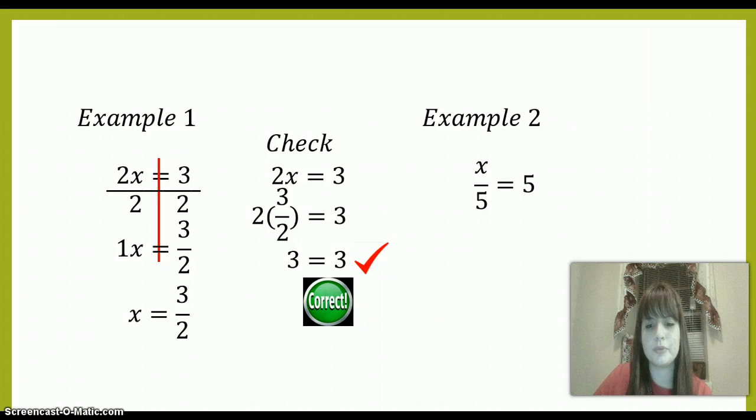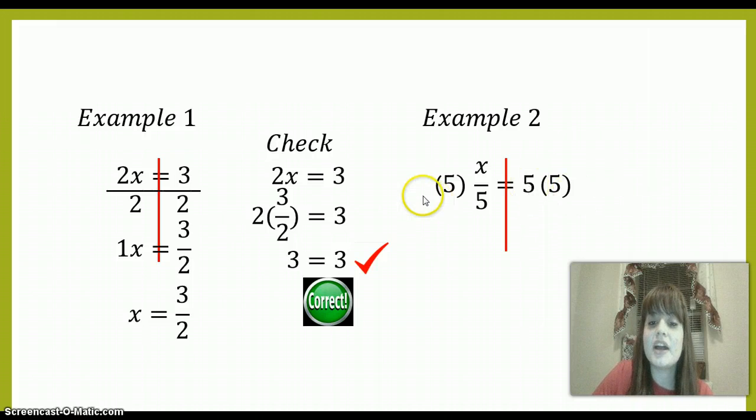Let's do another example. I have x divided by 5 equals 5. Right now, I am dividing my x by 5, so I want to do the opposite of dividing by 5, which is to multiply by 5. But before I do that, I'm going to draw a line to separate the two sides of my equation, and now, since I'm going to multiply one side by 5, I also have to multiply my other side by 5, because math is always fair.